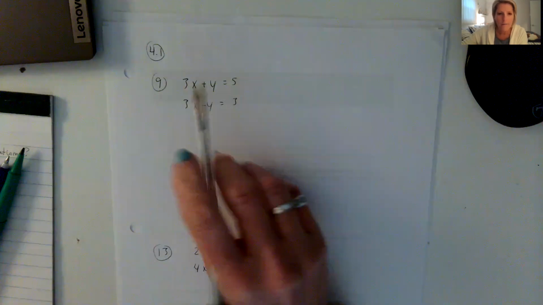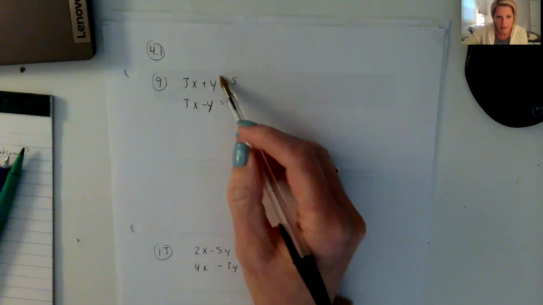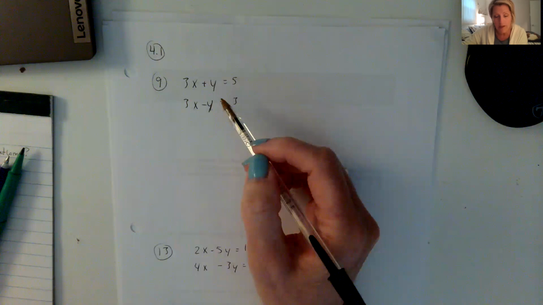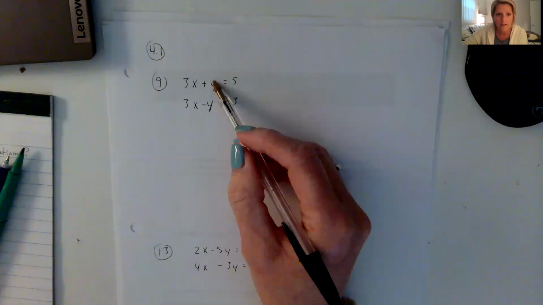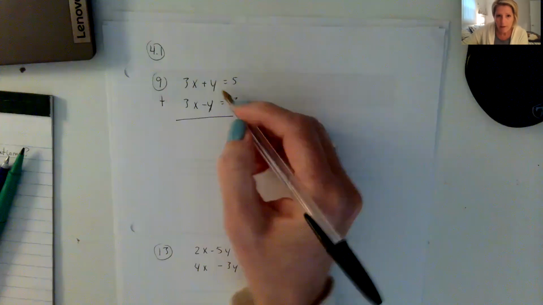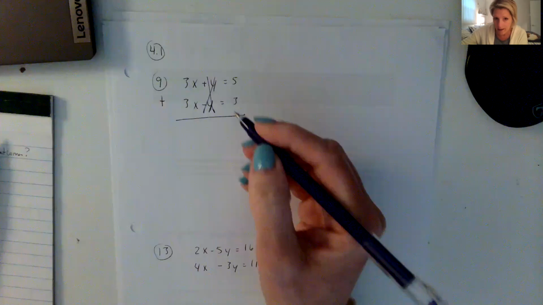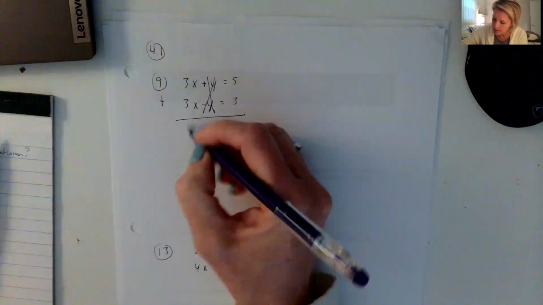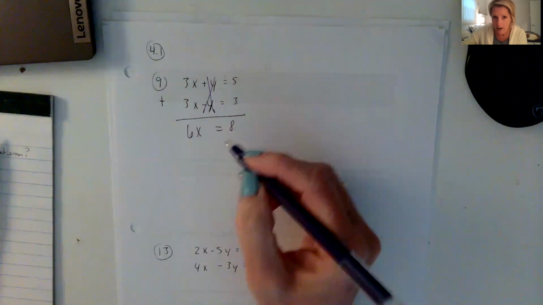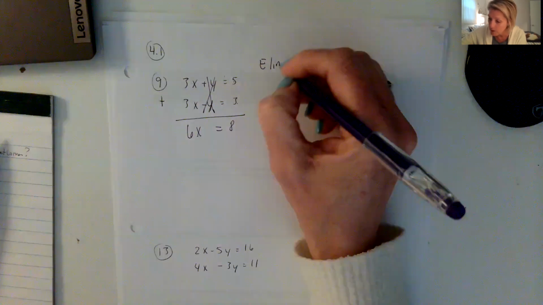Okay, that's the key. Then I look to see if one of the variables, if I were to add them as like terms, would one of them already eliminate? And if they do, that's what I choose to go with first. So in this case, if we add them, we can see that we have a plus y and a minus y. So they're going to add to 0, which is fabulous because now I can add my 3x and 3x. I have 6x, my equals, and then 5 plus 3 is 8. And now I can solve for just x. That's the goal with the elimination method, is to eliminate one variable up front.